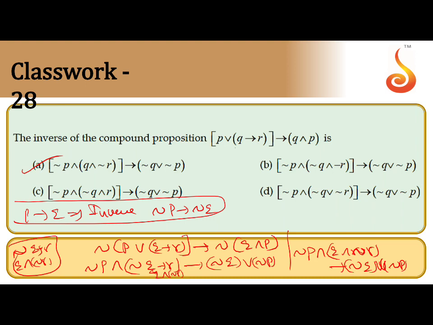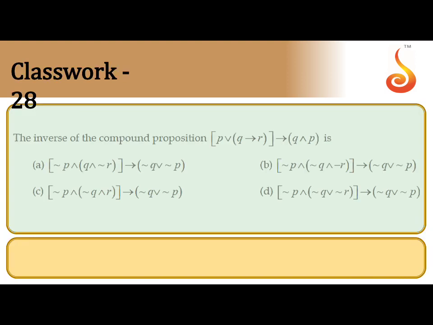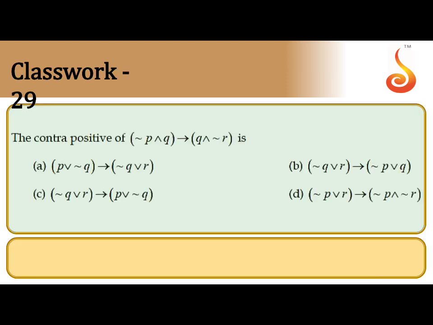Now, clear. So option A is correct. So check the answer, A is correct. Next, 29. Contrapositive. So what is contrapositive? The contrapositive of P implies Q is negation of Q implies negation of P.